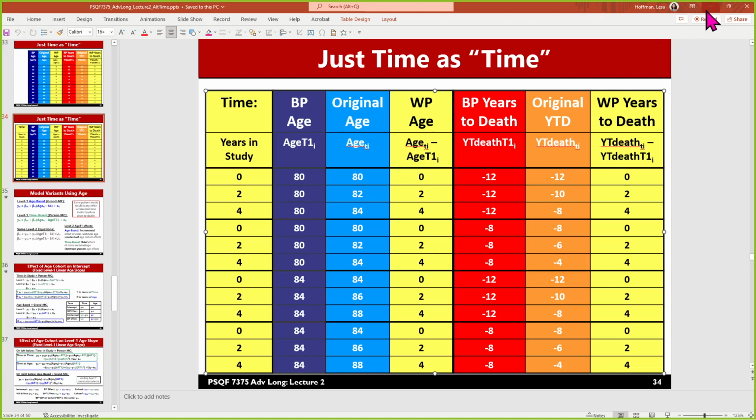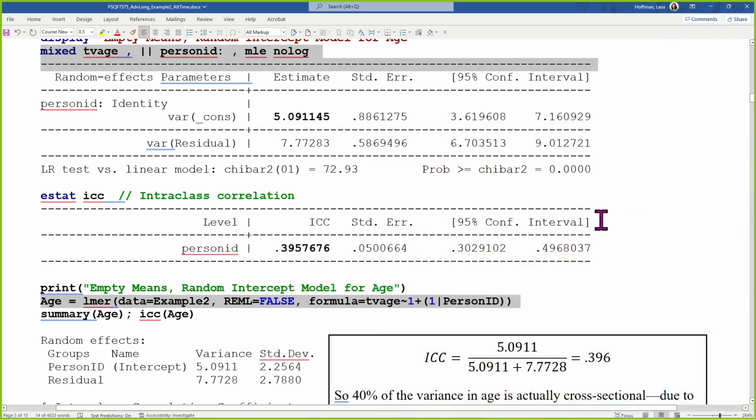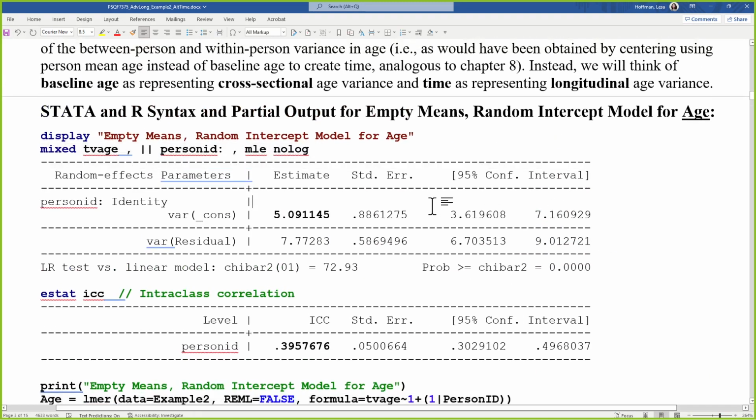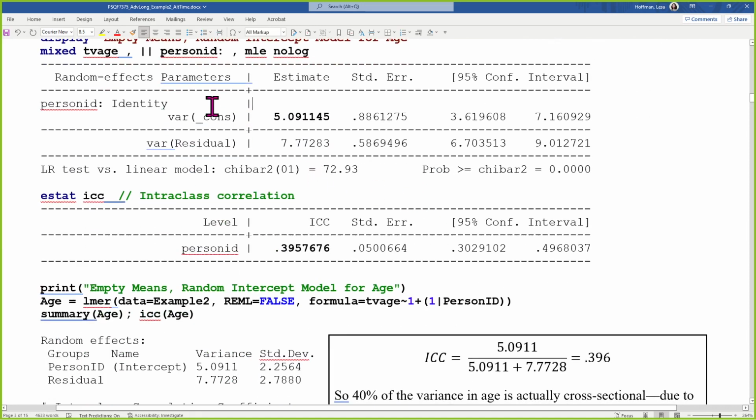And this strategy more generally, in any longitudinal data set, if you're not sure if a given variable is level 1 or level 2, this is how you answer that question. Empty means random intercept model, treating it as an outcome. A couple new things here. In the Stata documentation, it now defaults to printing variances instead of standard deviations. It's done that for, I think, a few versions now, and so I dropped the word variance out of the code. I've also switched to MLE and REML equals false.